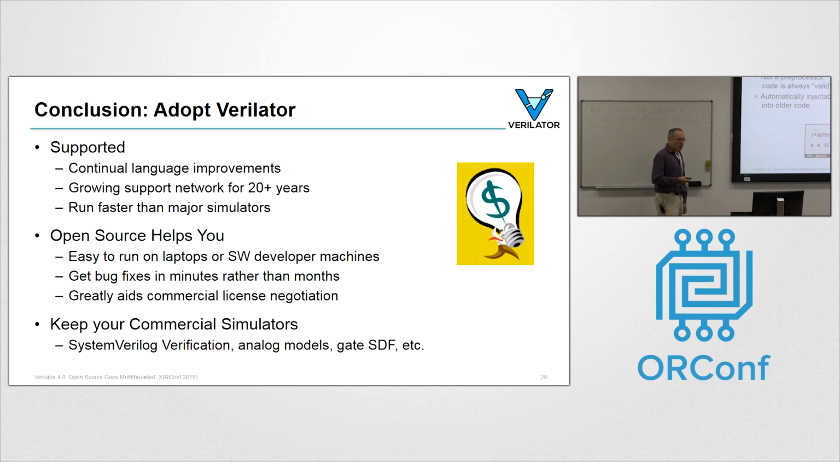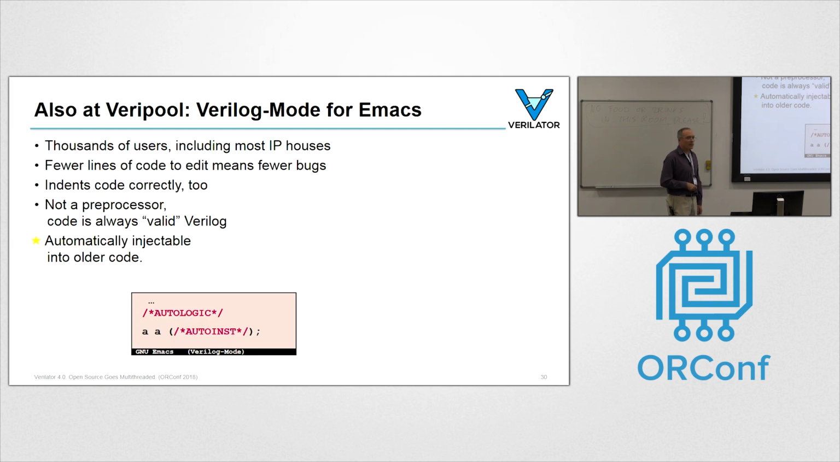Also at Veripool, which is where Verilator is hosted, is Verilog mode for Emacs. Probably most people are familiar with this now, but basically the idea is you have your Verilog code down here in Emacs. You just hit a magic key, it expands it, and then what comes out is totally valid Verilog. So this is kind of like a little virus that lives in your Verilog code, and people that have the magic Emacs Verilog mode can just take in this code, expand it, and be a lot more productive. People that don't, they're totally fine. They don't have to run the tool.